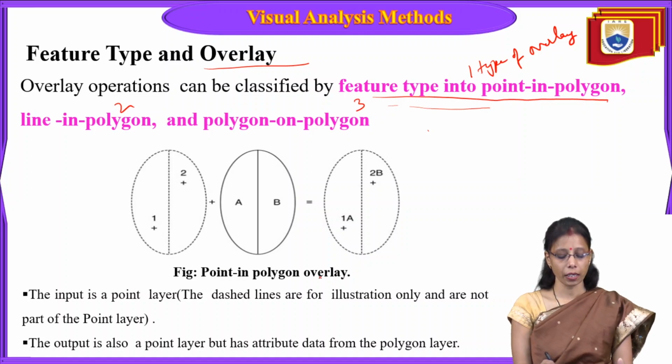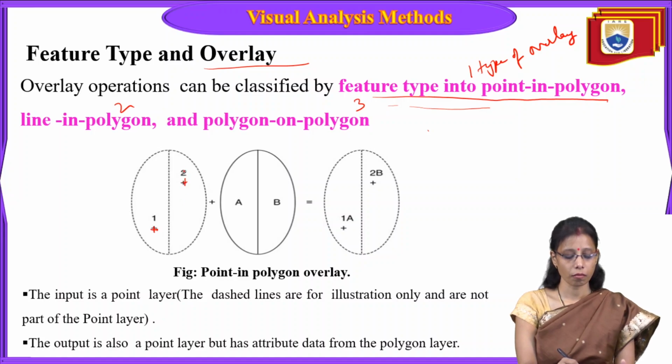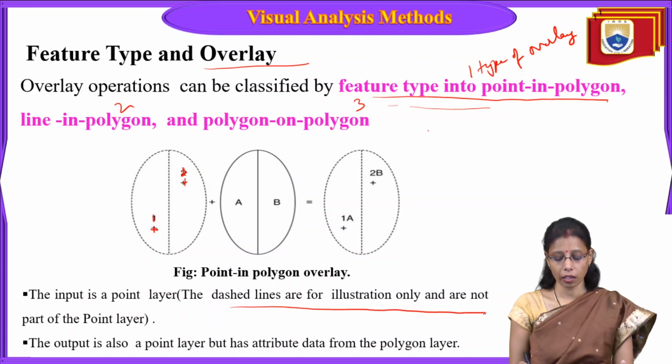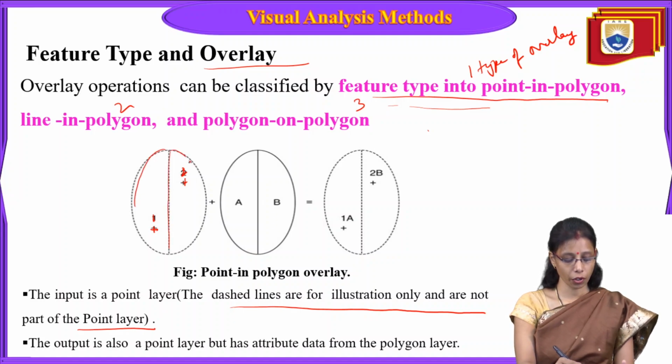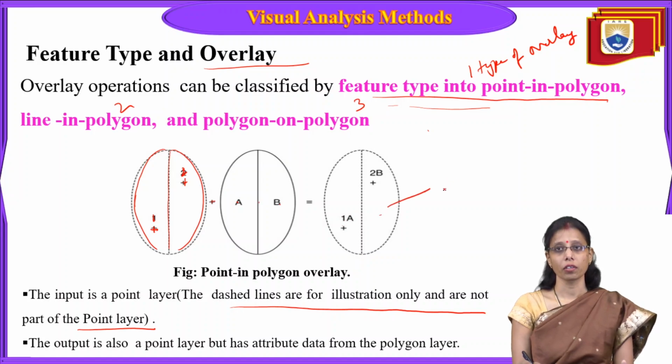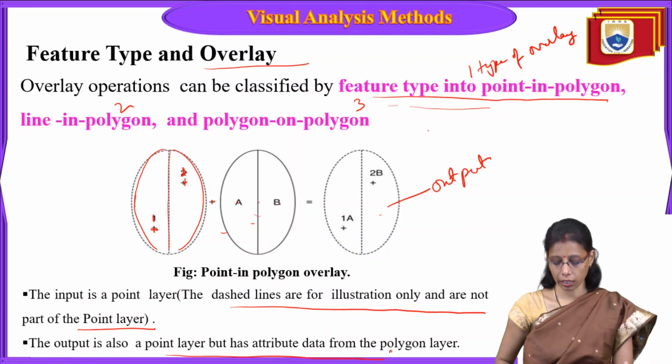Now here you can see point in polygon. The input is a point layer. This is the point. The dash lines are the illustration only and are not part of the point layer. Just to show, if you want to put this point in the polygon, this is the point, this is the polygon. Once you combine point plus polygon, the output layer will be point and polygon, which combines these two and gives you the output. The output point layer has the attribute data from the polygon layer.